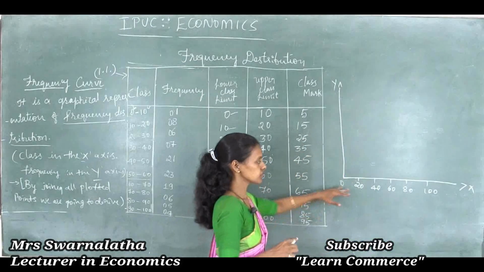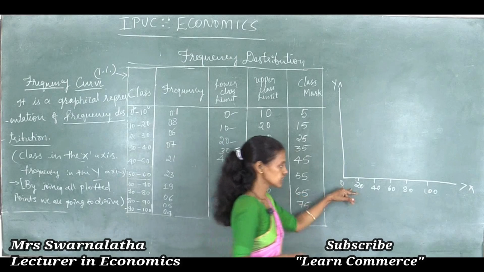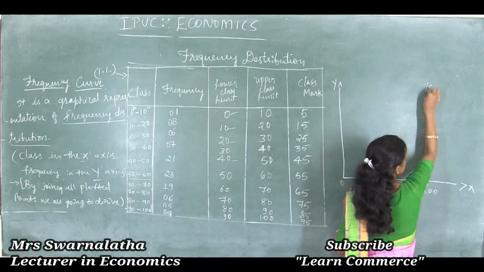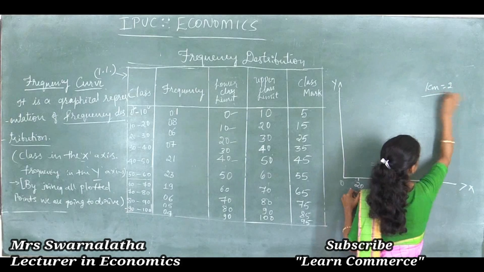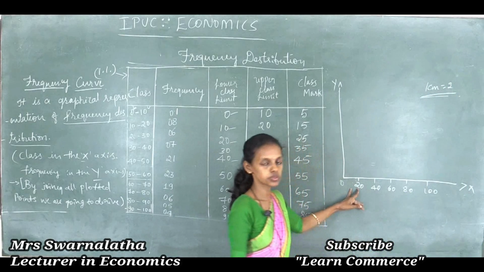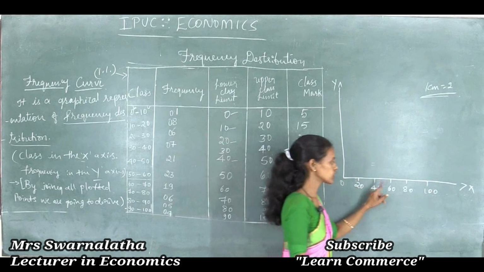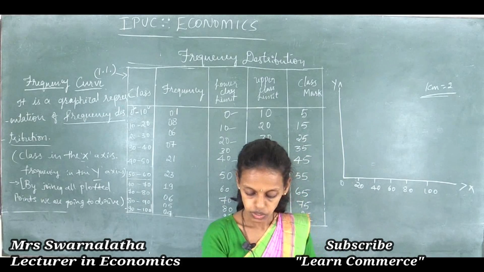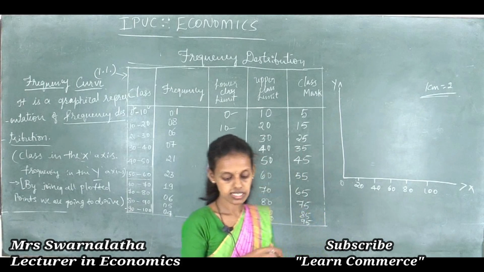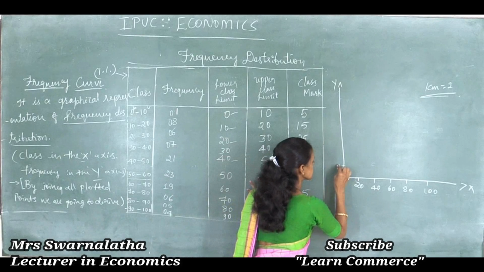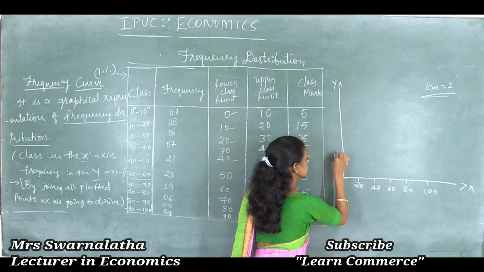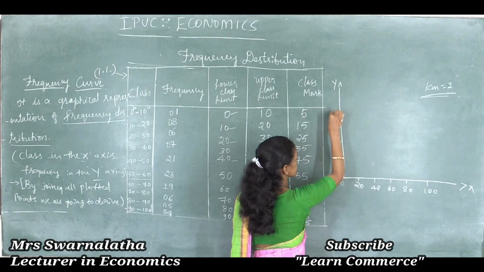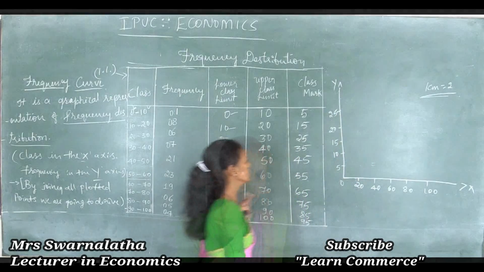To obtain the frequency, we are going to take the scale as 1 centimeter is equal to 2, that is width 20, 40, 60, 80, 100. To simplify the values, we are taking 0 to 100. Next, on the y-axis we take 0, 5, 10, 15, 20, 25.